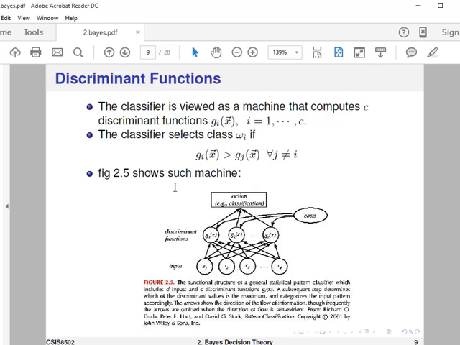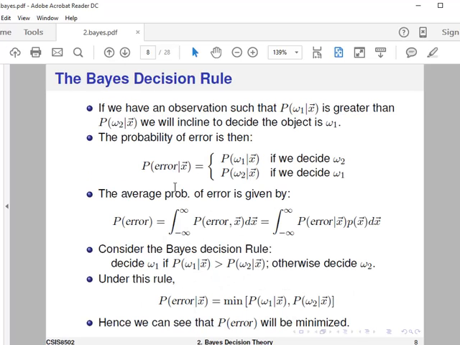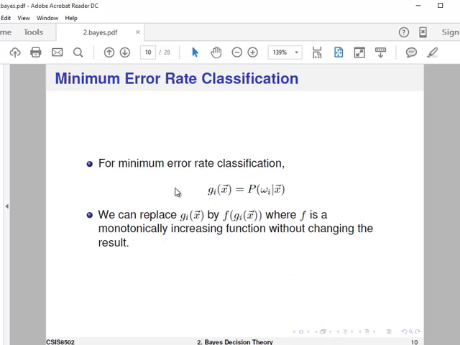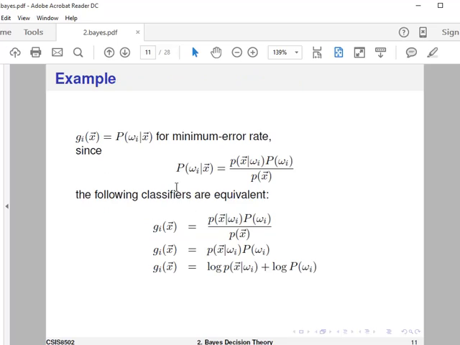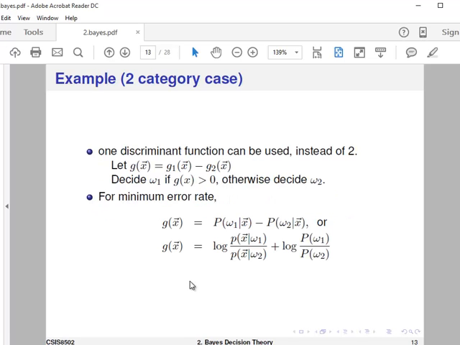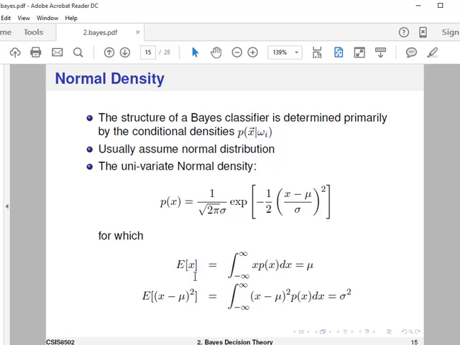Okay, and this discrimination function we have calculated from this particular factor. So we can calculate the minimum error rate, and the minimum error rate we can calculate from that function gi, which is discrimination function. So from minimum error rate we can find out from this particular probability model the following classifiers. So we have already calculated that, so we can go for decision region. Now this is two category case, so for different categories we can find out different values.